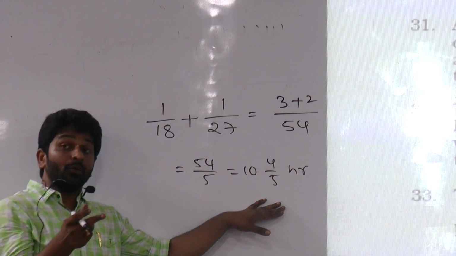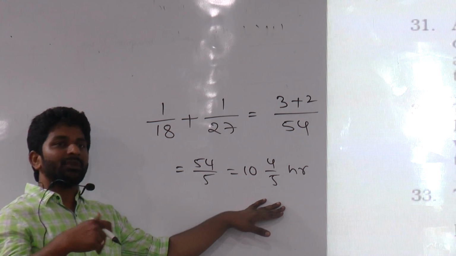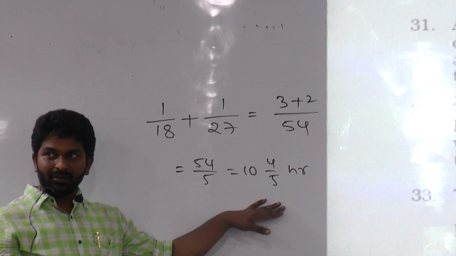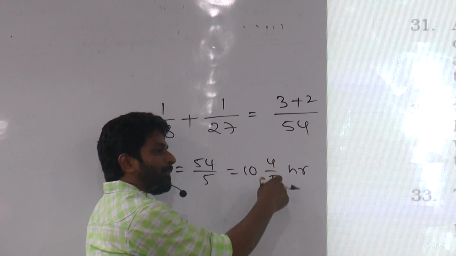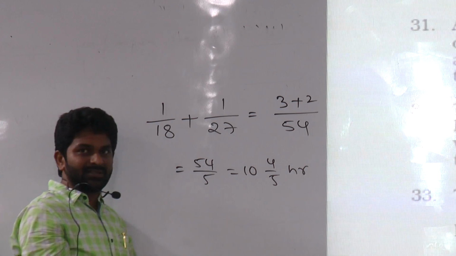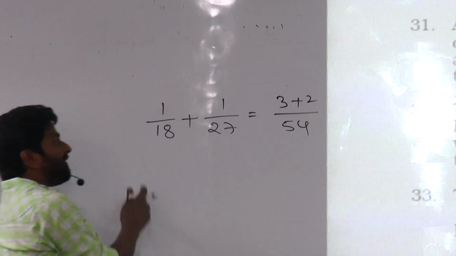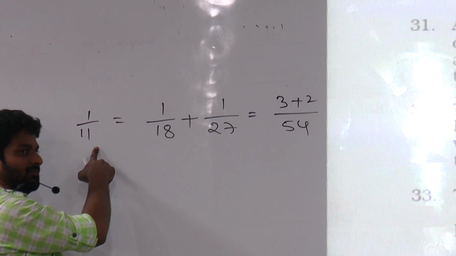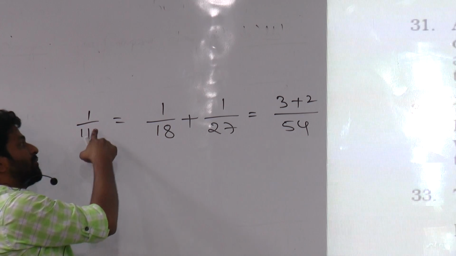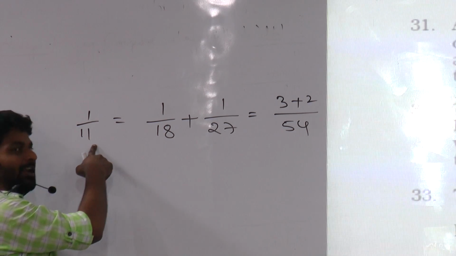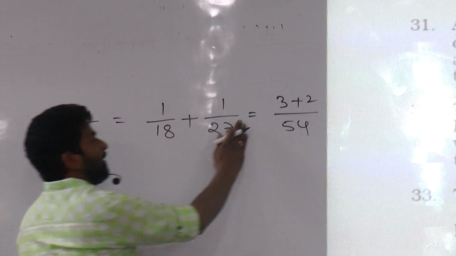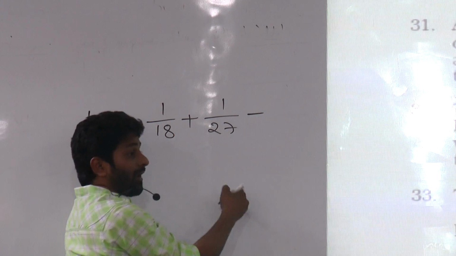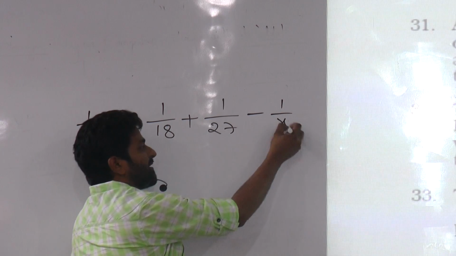But if you open the outlet also, it takes 12 minutes more. 12 minutes is 1/5 hour, right? So 10 and 4 by 5 plus 1/5 will be 11 hours. So 11 hours is the time taken by the three pipes. So it has 1 hour work of two inlet pipes and one outlet pipe. The two inlet pipes' work is this much, and you also have one outlet pipe which is 1 by x.